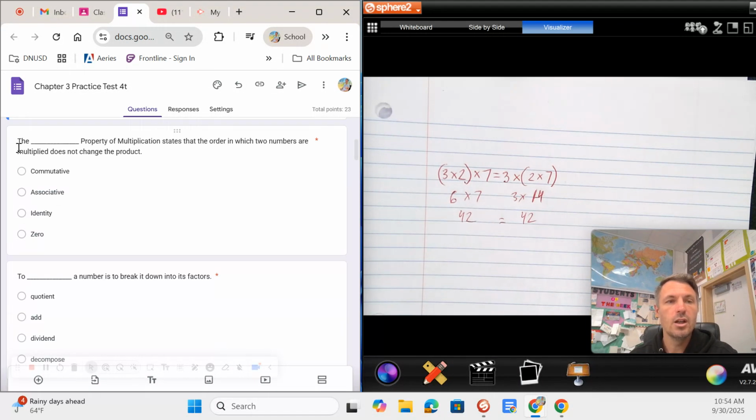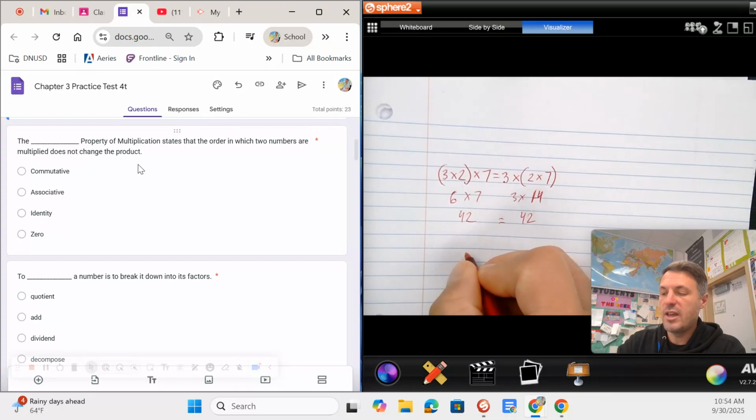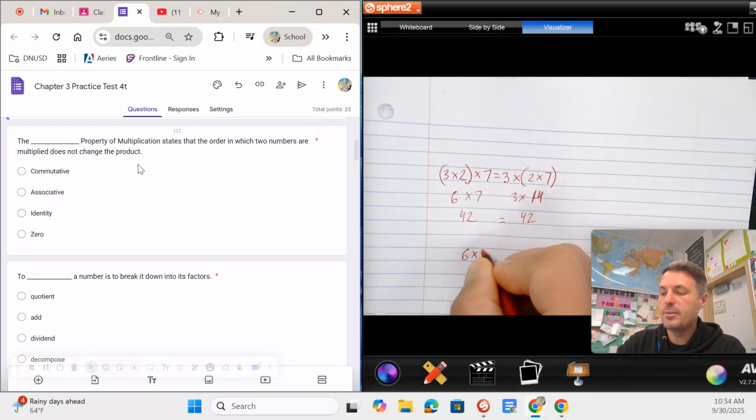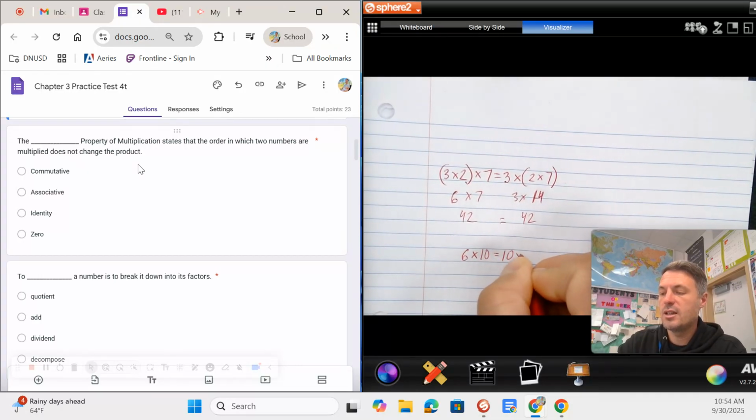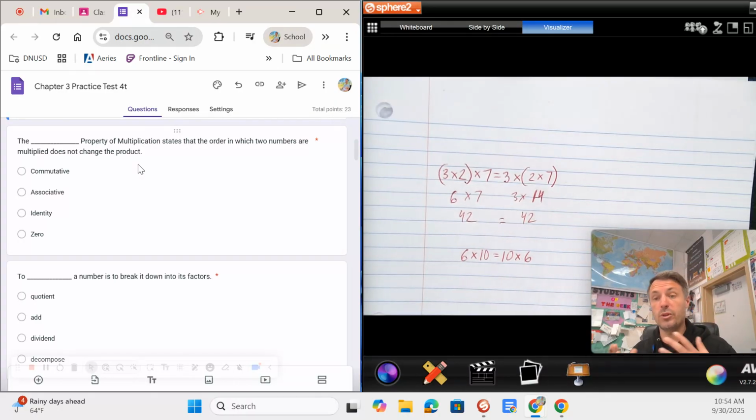The next one, the blank property of multiplication states that the order in which two numbers are multiplied does not change the product. So here's an example of that. 6 times 10 equals 10 times 6. It doesn't matter if you put the 6 first or the 10 first. When you're multiplying 6 times 10, it equals 60 either way.